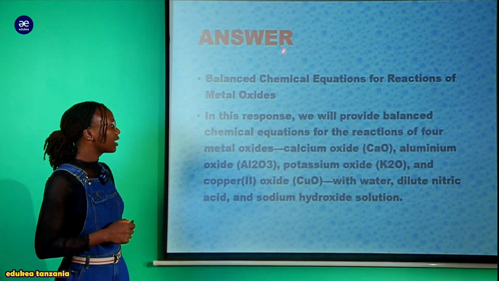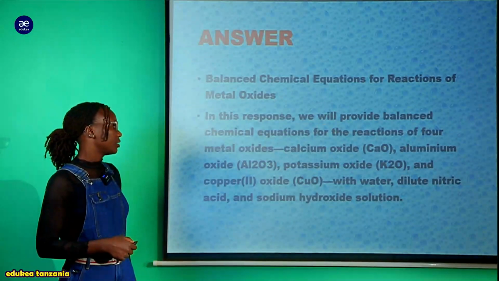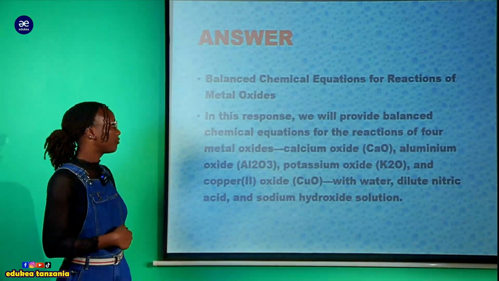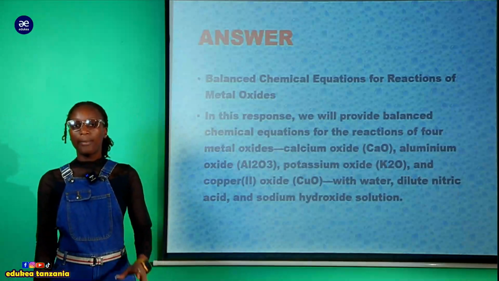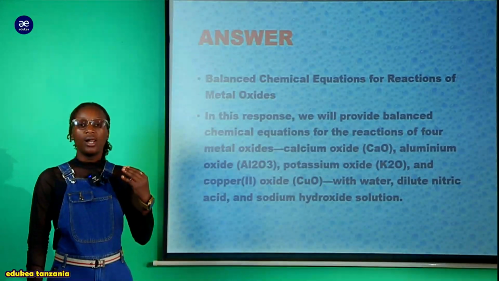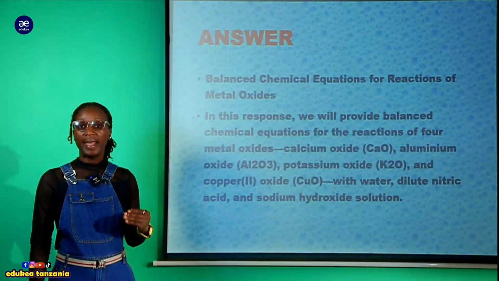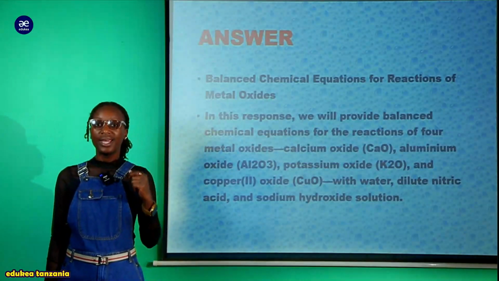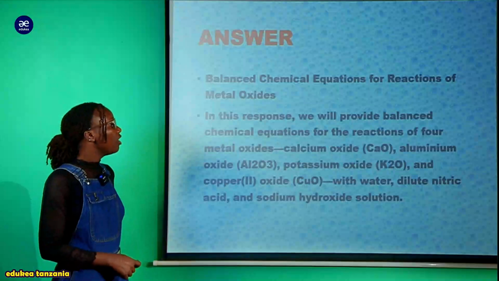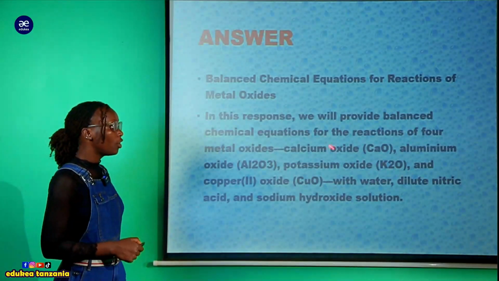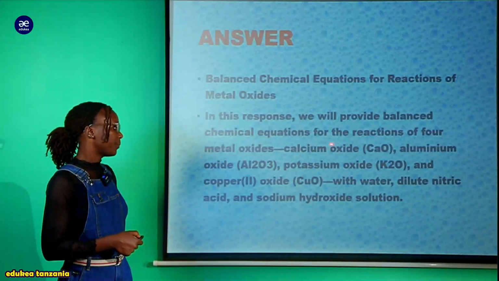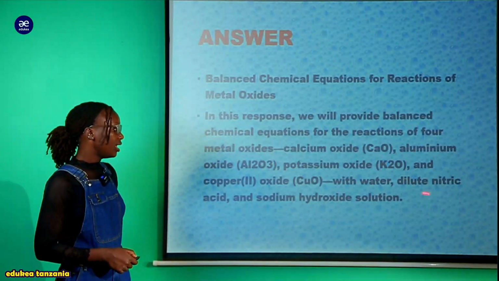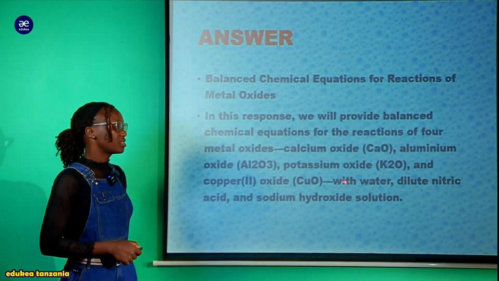So first of all, balance the chemical equation for the reactions of metal oxide. In these responses, we will provide balanced chemical equations for the reaction of 4 metal oxides. We are given 4 metal oxides, so we are required to react them with the given compounds A, B, C. So we are required to provide the balanced chemical equations. So in each given compound we react these 4 metal oxides, particularly calcium oxide, aluminum oxide, potassium oxide, and copper 2 oxide. So each metal oxide we will react with water, dilute nitric acid, and sodium hydroxide solution.